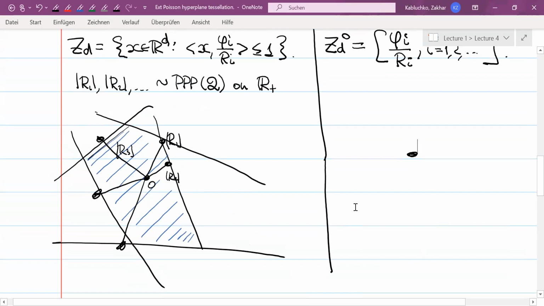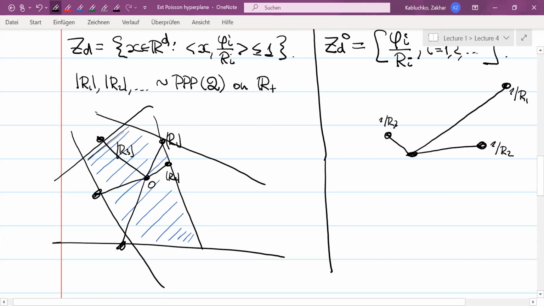Now, R1 is the smallest number, so 1 over R1 is going to be the largest distance here. This is 1 over R1, it's the largest distance. Then the second largest is 1 over R2, and so on. Right here, 1 over R3, and so on. We have many distances here which get smaller and smaller because these are the inverses of the points of a Poisson point process, and then we get something dual.